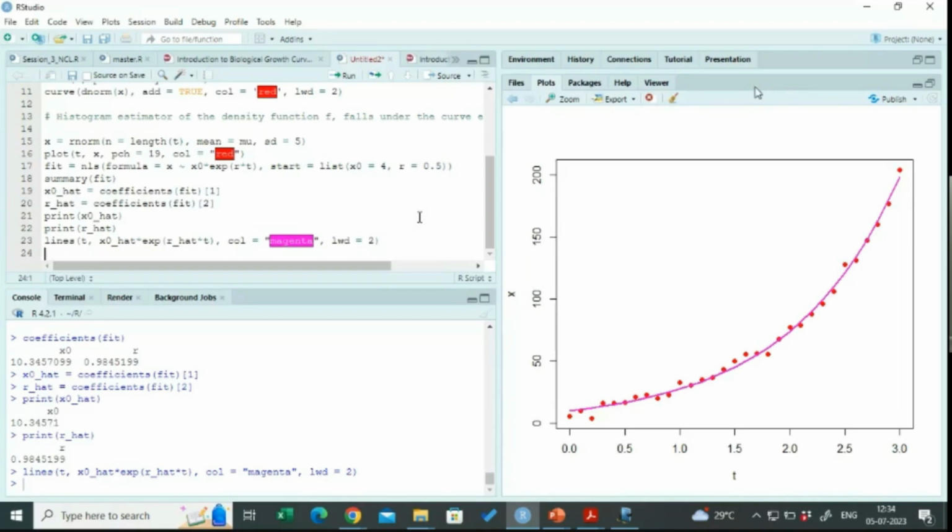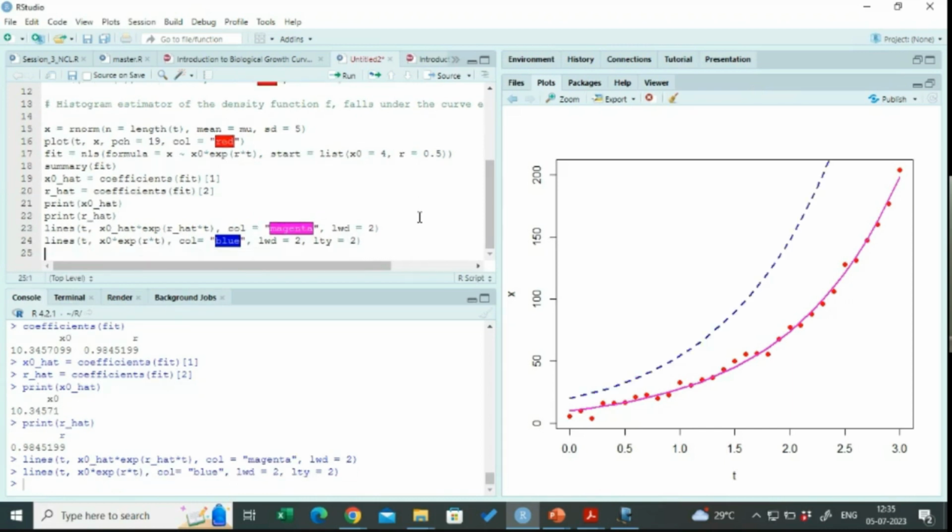Now, is it getting close to the actual mean, which we know here because we have simulated it, right? So what is the actual mean? x0 exp of r times t. Let me use, say, blue color, and lwd equal to 2, and lty equal to 2, right?